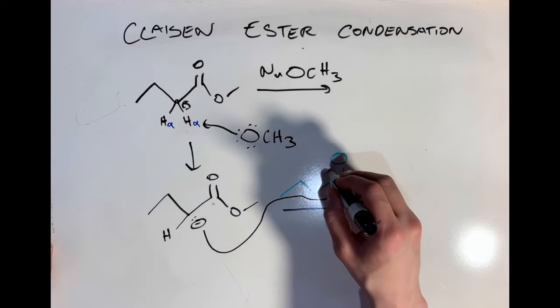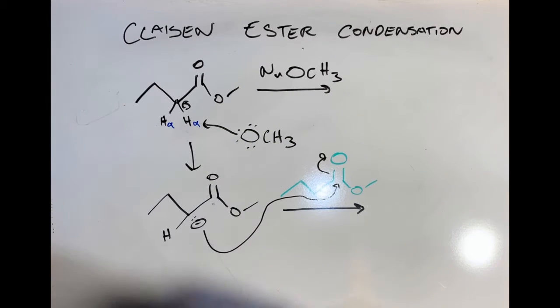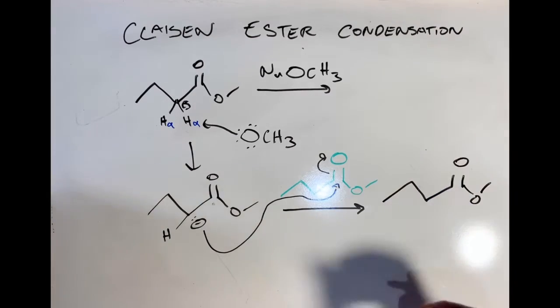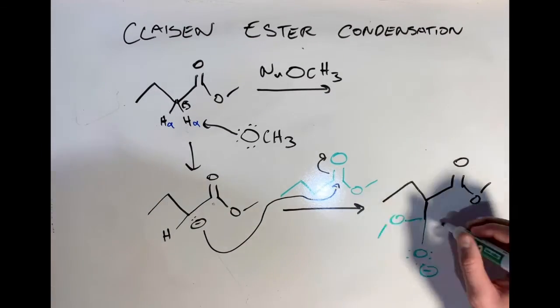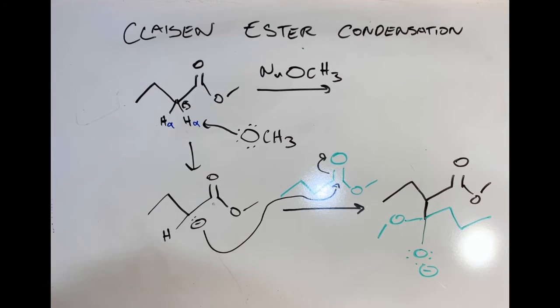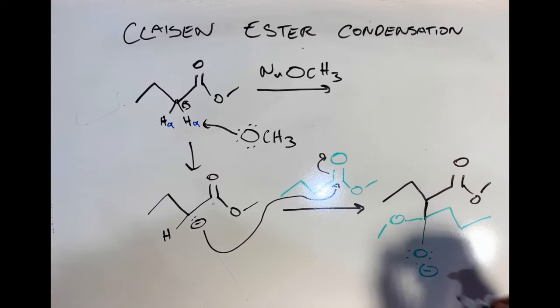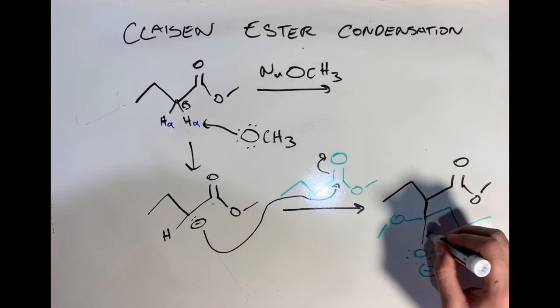To maintain the octet rule, electrons from the carbonyl pi bond move to the oxygen. Now you can see we have just formed a new carbon bond in this intermediate structure. This alpha carbon has formed a bond with the carbonyl carbon, which we can now call the beta carbon. This is because it is in the beta position adjacent to the carbonyl group of the attacking molecule. As you can see, we still have this methoxide group bound to the beta carbon.